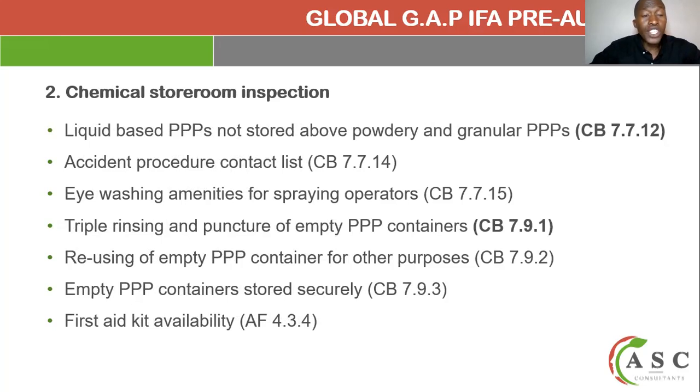Then the reusing of empty PPP containers for other purposes is strictly prohibited. So it's very important for workers to know that under no circumstances should the empty chemical container be reused for other purposes, such as storage of oil, mixing of other chemicals, or basically being used for their own personal purposes, because they still contain residues of those chemicals, and they are very harmful. And that's why it is against the law to make use of them. So should there be a finding that they are being used, there will be a finding as a result by the auditor.